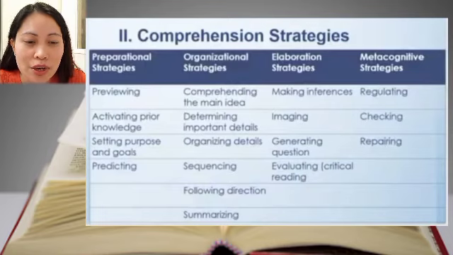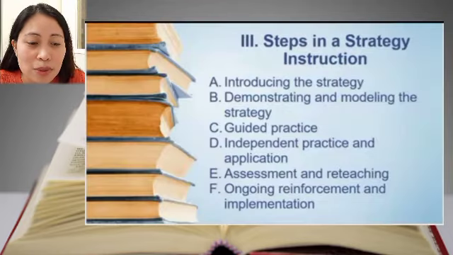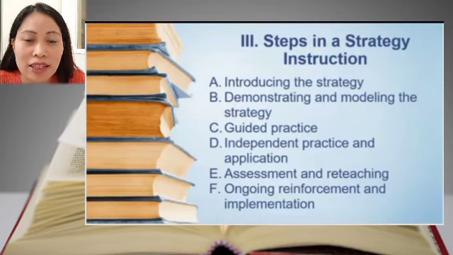We have also elaboration strategies: making inferences, imaging, generating questions, and critical reading. Then metacognitive strategies: regulating, checking, and repairing. So this will be applied after or post reading. So steps in strategy instruction. It is the key to teaching how to apply skills, and to provide direct instruction and scaffolds until they can apply strategies alone. These are deliberate, planned procedures designed to help the reader reach a goal.